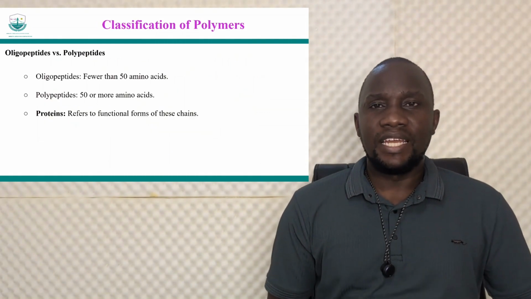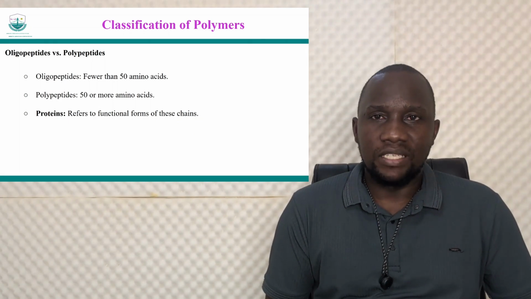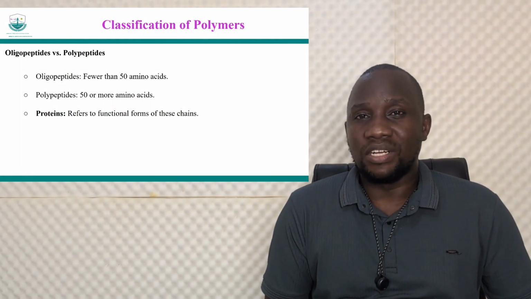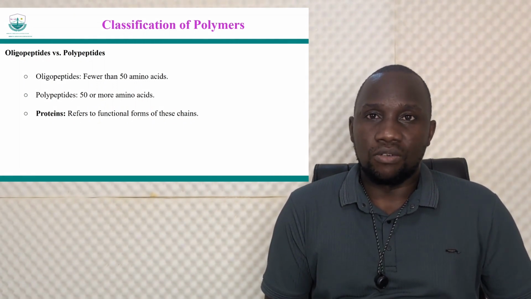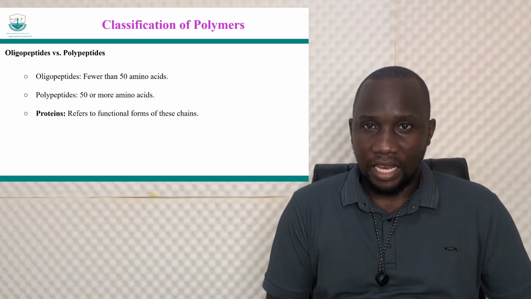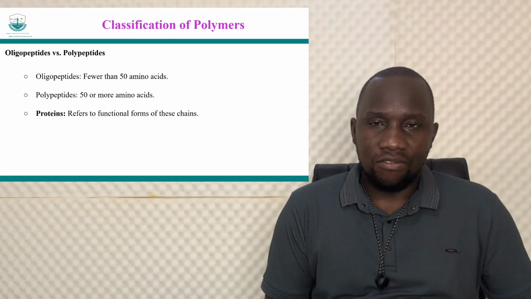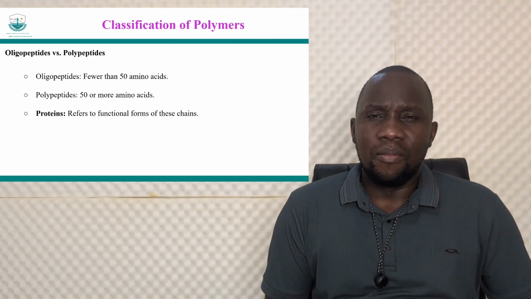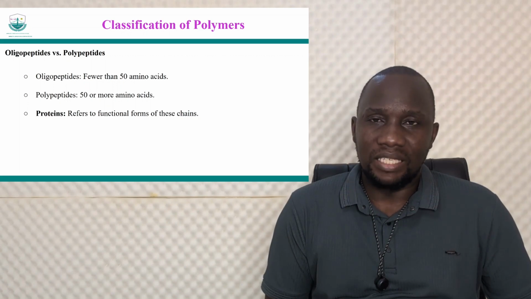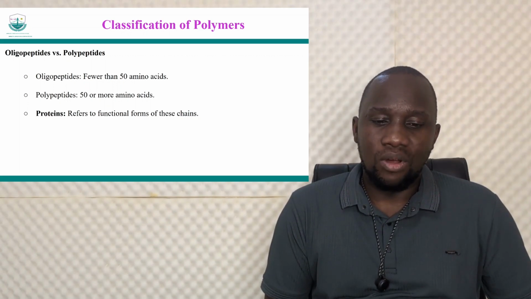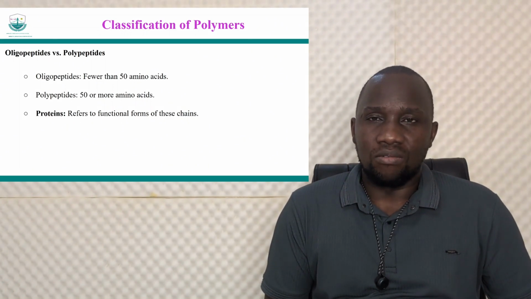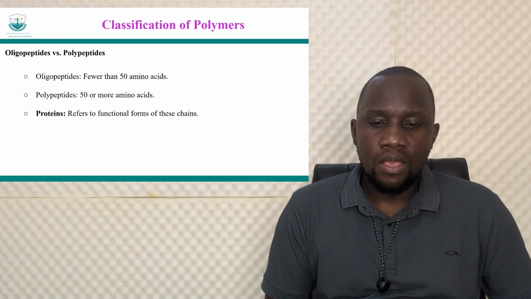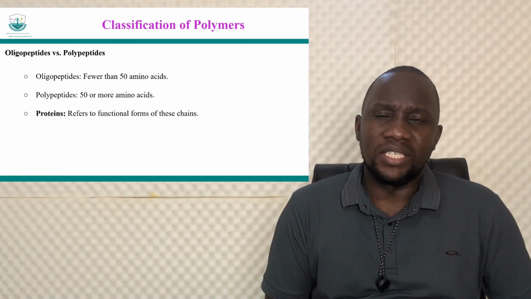The length of this chain is described using different names. If we have just a few amino acids, that's a peptide. If you have a very long amino acid chain, then that is a polypeptide. 50 and more, that is a polypeptide. If you have fewer than 50, that is an oligopeptide.